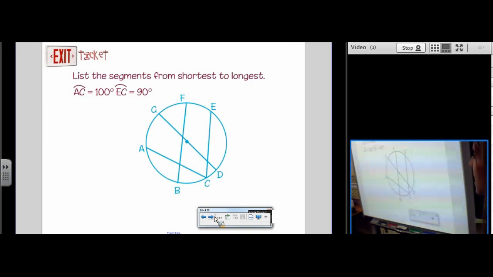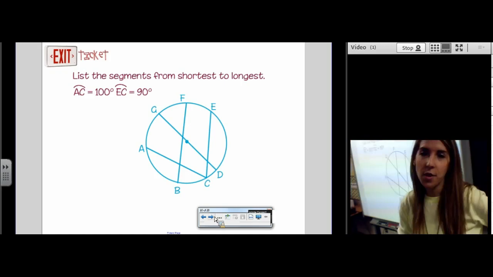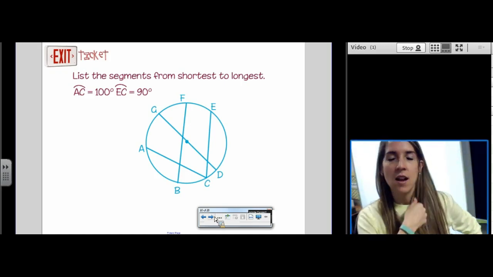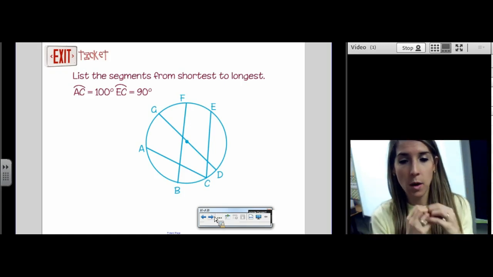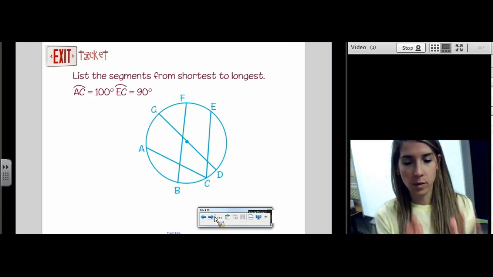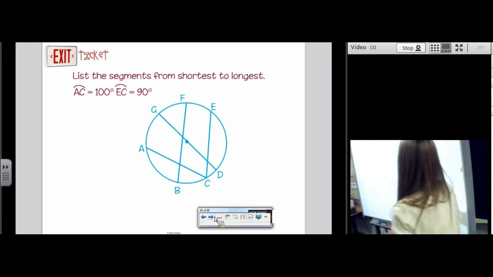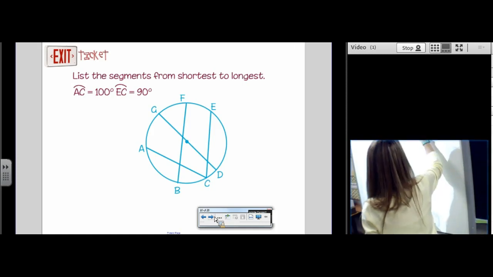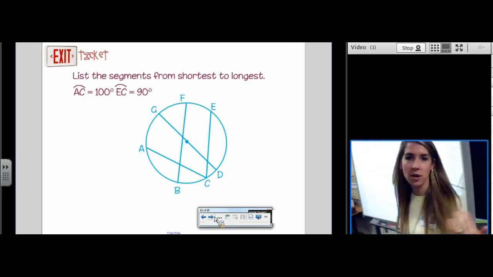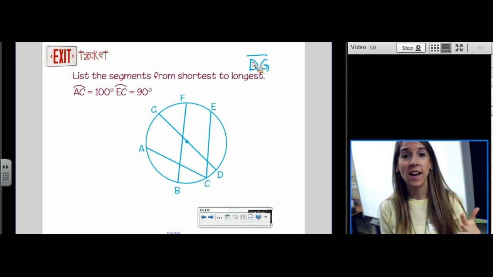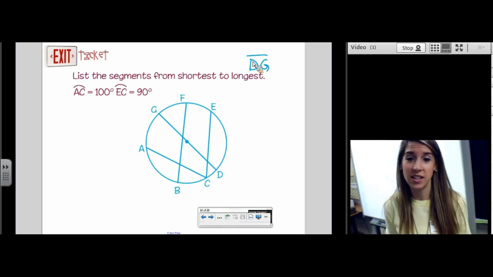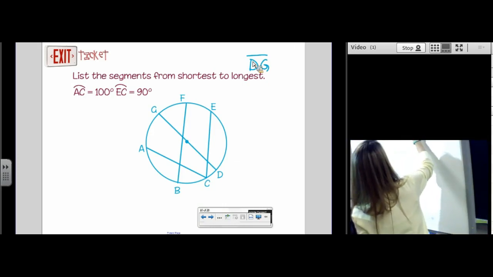Okay, this is the last thing. We called it an exit ticket. I just want to go over how you would approach this. The only thing I want you to see in this picture is that the further away you get from the center, the shorter the chord, right? So what would be the longest chord there? Longest chord. DG. So the longest one is DG, because that's the diameter. That's as long as you can get. Now, what would be the second longest? The one that's the closest to the center, BF.